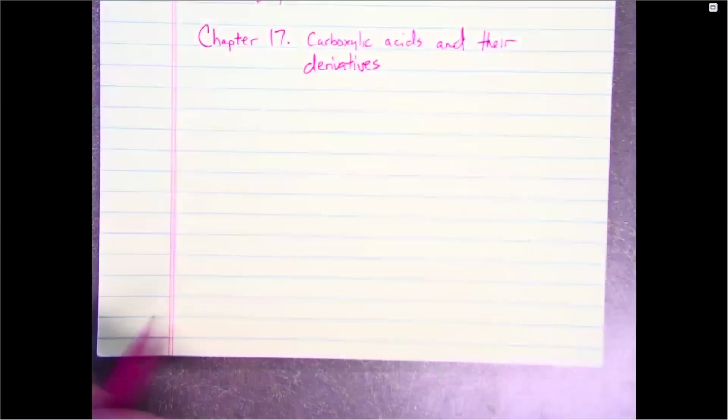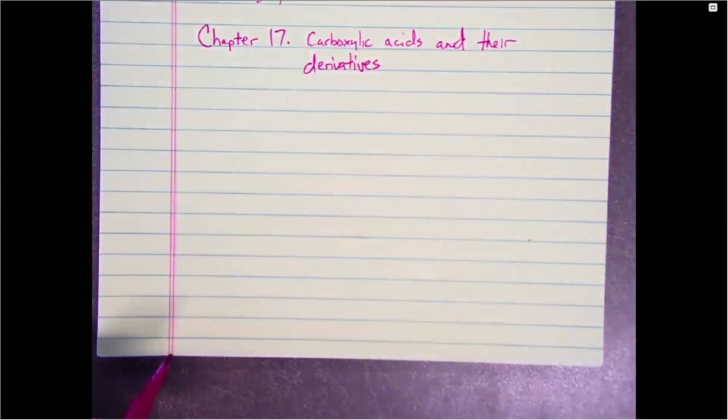So this is not the exact title of chapter 17, but it's the gist of what's going on. Chapter 17 is all about carboxylic acids and the things that we can make from carboxylic acids, or at least some of them. So derivative means it is derived from, all right? In other words, these are things that are made from, that are similar to carboxylic acids.